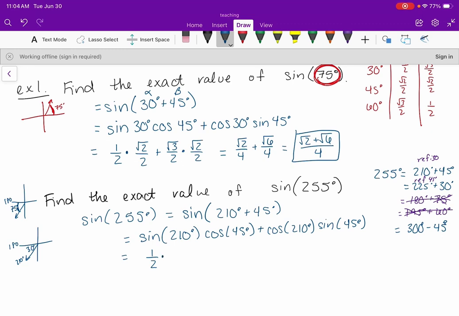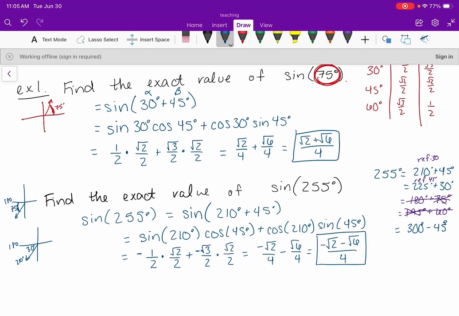But we got to be careful. We're in quadrant 3, so it has to be negative. Cosine 45 is root 2 over 2. Cosine 210 would be square root 3 over 2, negative because quadrant 3. And sine 45 is root 2 over 2. So when I simplify, I get negative root 2 over 4 minus root 6 over 4. So this is negative root 2 minus root 6 over 4.